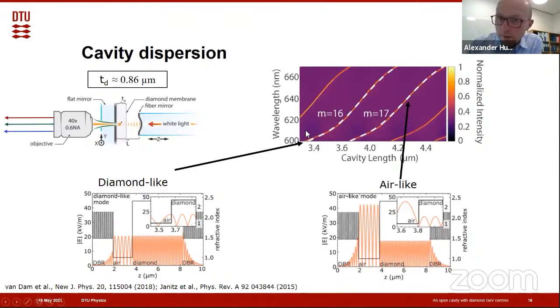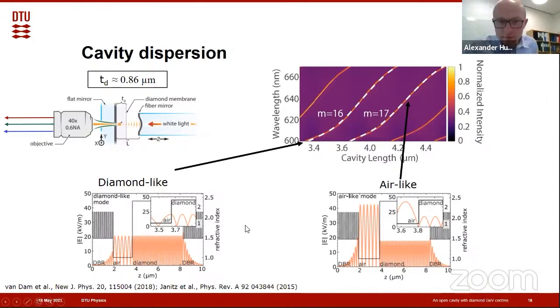And we have here where the slope is a little bit lower compared to the parts up here where the slope is steeper, which corresponds to an air-like mode. So in that case, the majority of the electric field inside the cavity is contained in the air part of the cavity.